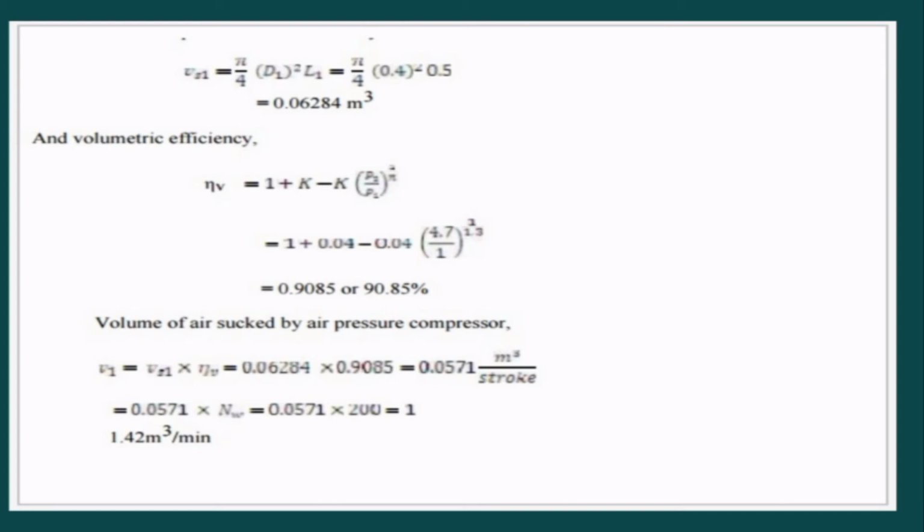For the volume of air sucked by the low pressure compressor, V1 is equal to Vs1 times ηv. Substitute the values: 0.06284 times 0.905 is equal to 0.0571 cubic meter per stroke. Multiplying by N, 0.0571 times 200 is equal to 11.42 cubic meter per minute.